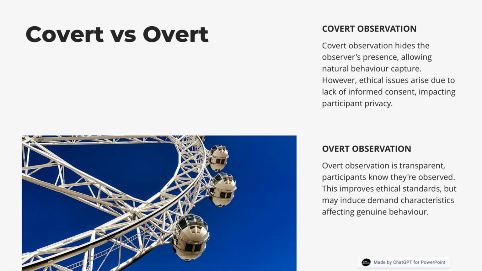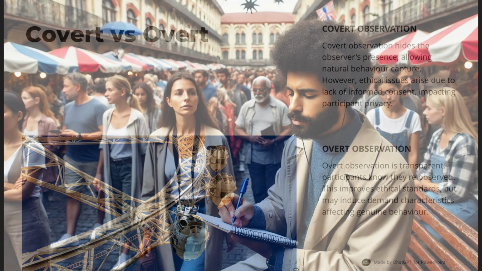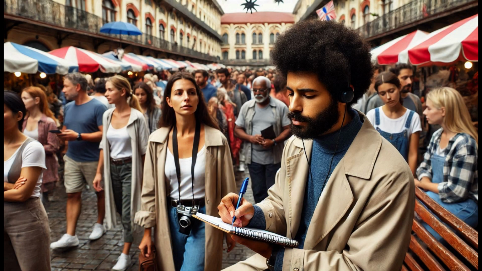So what do we mean by covert and overt observations? So covert observations, the simple way to remember it, because the word covert sounds like cover, is it's undercover. So participants don't realise they're being observed, they're unaware. So reduces demand characteristics and social desirability because they act more naturally.